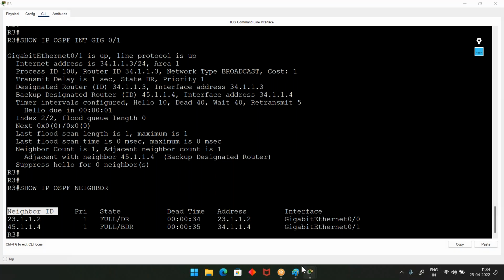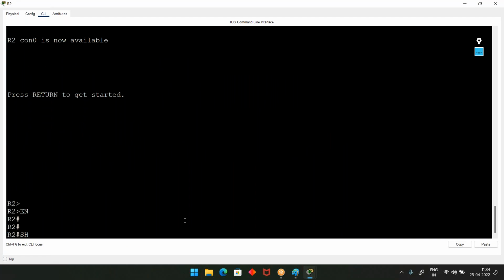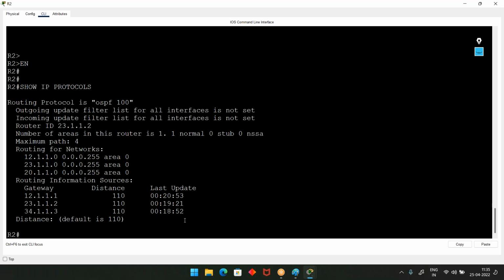Let's go to the R2 router now. Show IP protocols. What is the R2 router ID here now?